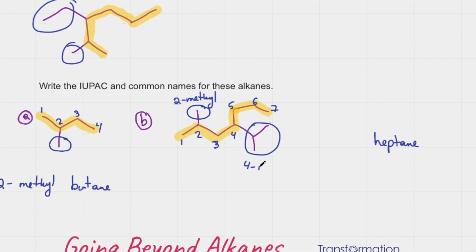So 4-isopropyl. And this iso does count in alphabetical order. So who goes first? M or I? I goes first. So then our name becomes 4-isopropyl 2-methyl. Sorry, I don't have any space here. Heptane.